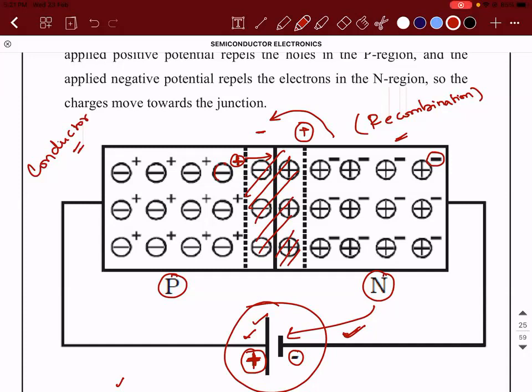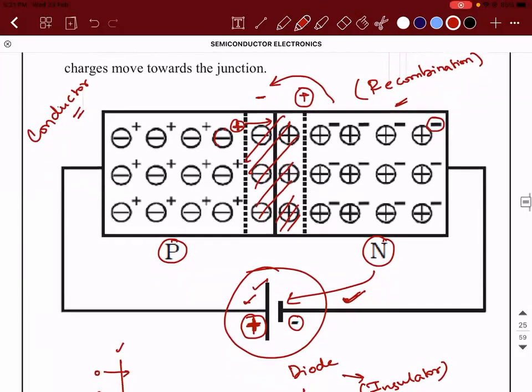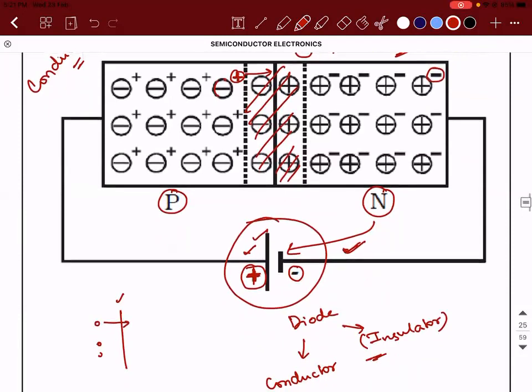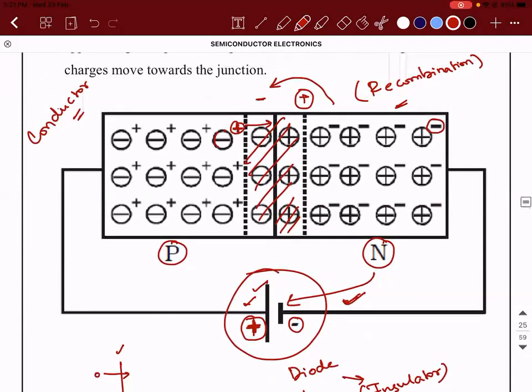Does that make sense? Yes? Yes, sir. Right.